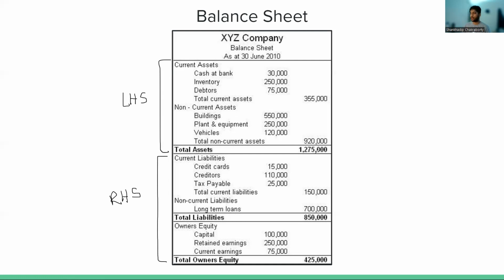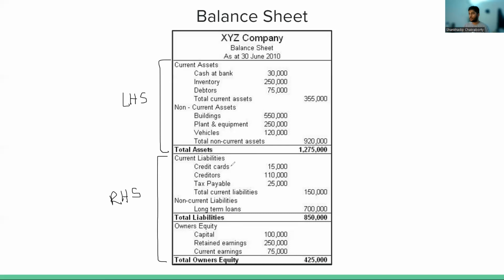You add them up, you get total assets. This has to equal liabilities plus equity, which makes sense because if you do 850 plus 425K, you get 1,275K. So we know that this balance sheet is proper, it's correct. It's one-to-one. Every dollar of every asset is backed by either a liability or equity.